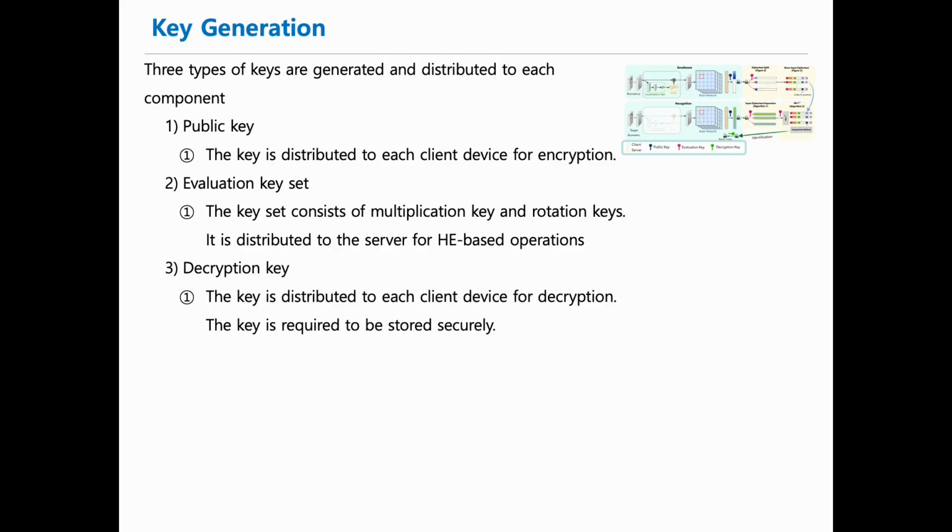BlindMatch requires three types of keys: public key, evaluation key set, and decryption key. These keys are generated and distributed to each component. The first is the public key. This key is distributed to each client device for encryption. Next is the evaluation key set. The key set consists of a multiplication key and rotation keys. It is distributed to the server for homomorphic encryption-based operations. The decryption key is distributed to each client device for decryption. This key is required to be stored securely.